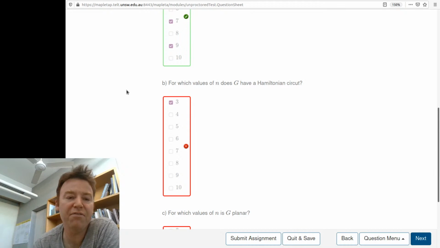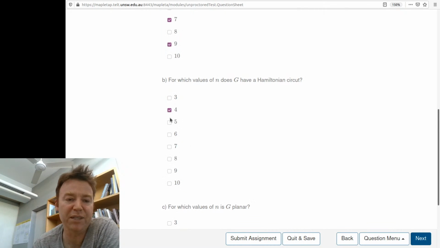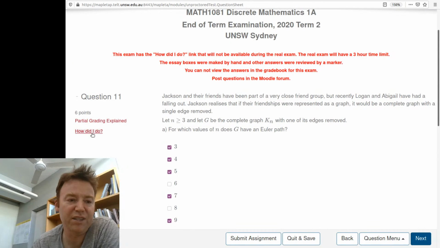Does G have a Hamiltonian? Oh, I've got it read backwards. Okay. Yeah, everything except 3. Thank you, chat. My brain has left me.